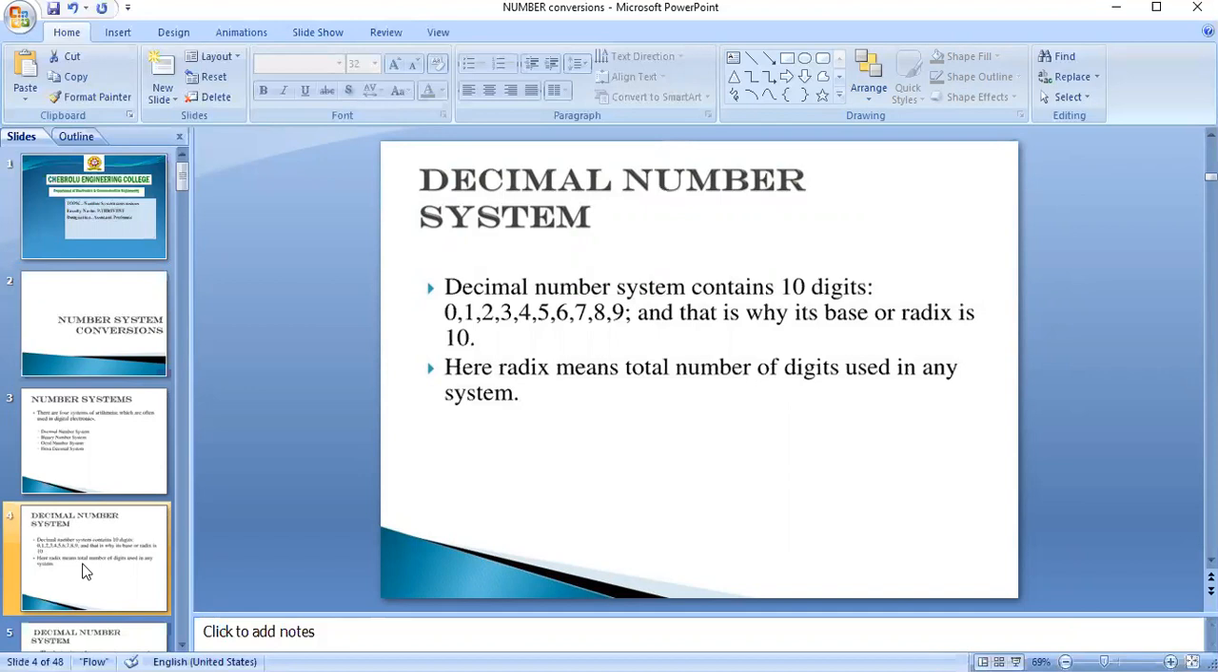Here the radix means the total number of digits which are used in that number system. So radix represents the number of digits. For decimal number system, we have 10 digits, 0 to 9. That's why the base or radix of the decimal number system is 10.